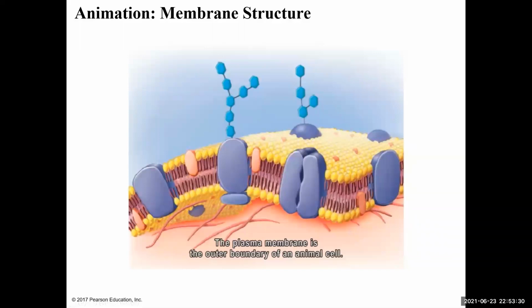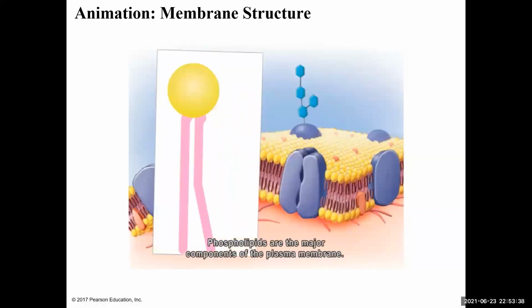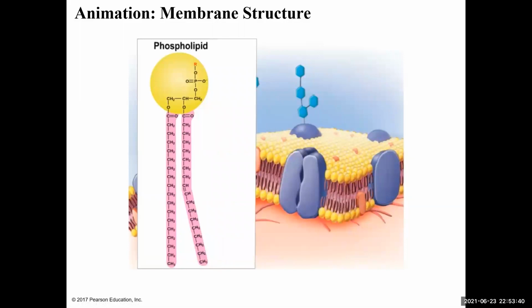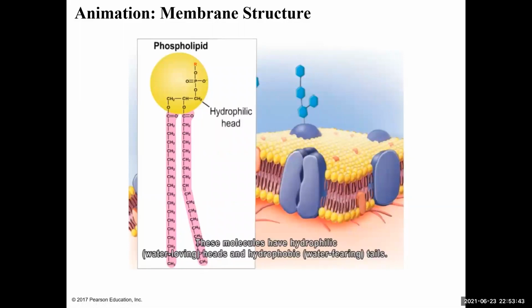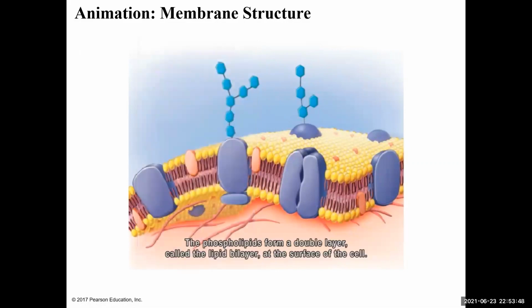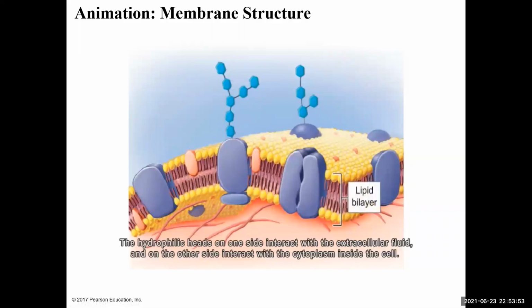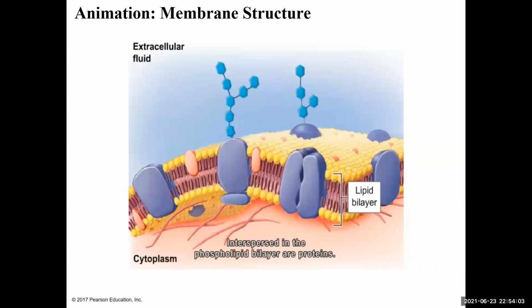The plasma membrane is the outer boundary of an animal cell. It's made up of lipids, proteins, and carbohydrates. Phospholipids are the major components of the plasma membrane. These molecules have hydrophilic, water-loving heads and hydrophobic, water-fearing tails. The phospholipids form a double layer called the lipid bilayer at the surface of the cell. The hydrophilic heads on one side interact with the extracellular fluid, and on the other side interact with the cytoplasm inside the cell. Interspersed in the phospholipid bilayer are proteins.